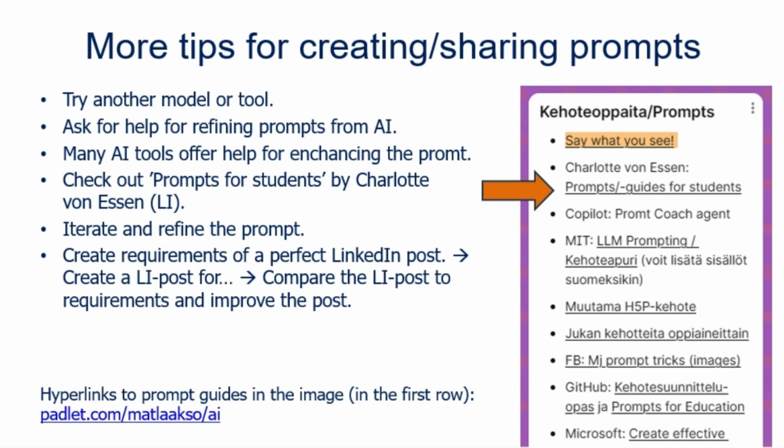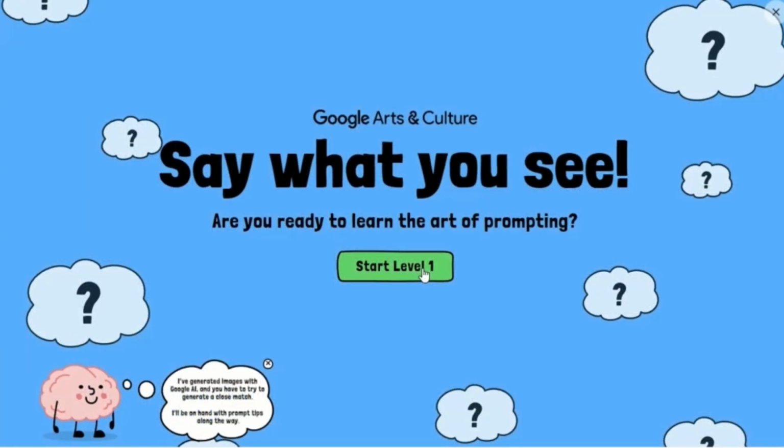And then I have shared in this Padlet page also those prompts for students by Charlotte von Essen, and you can find the hyperlinks from this Padlet from the first row, this message that is called prompts. One idea here is also that you can ask first AI to create requirements for a perfect LinkedIn post, and then you can ask it to create the LinkedIn post, and after that, compare the post to the requirements and improve it. So there are many small tips that you can use.